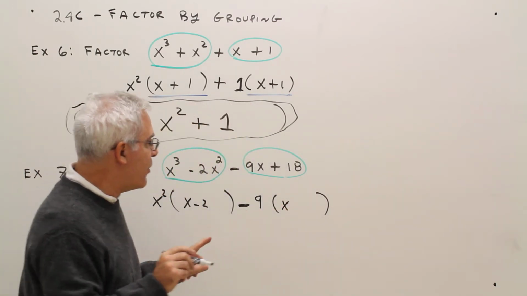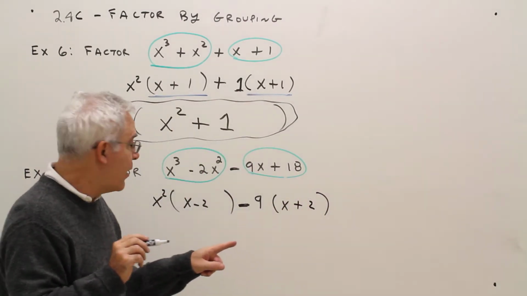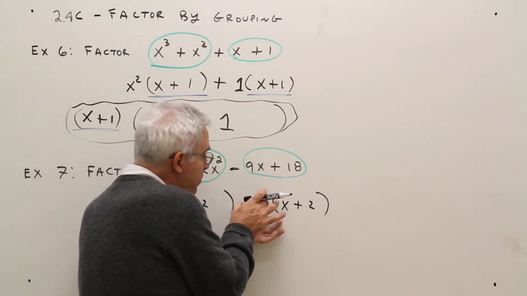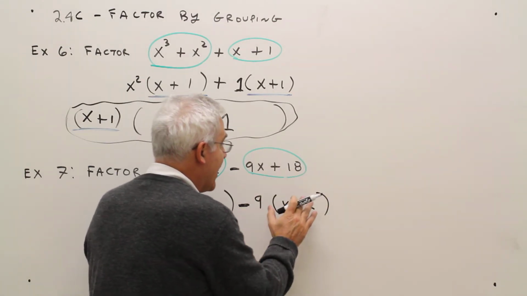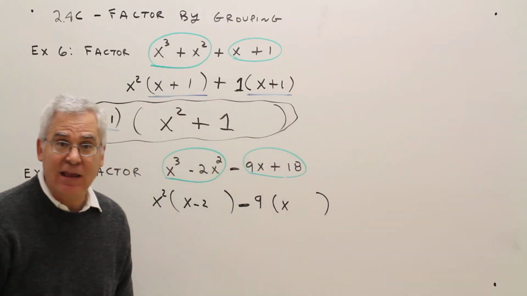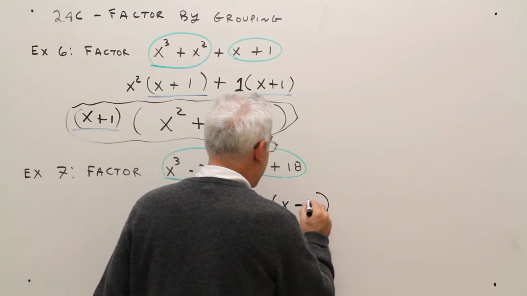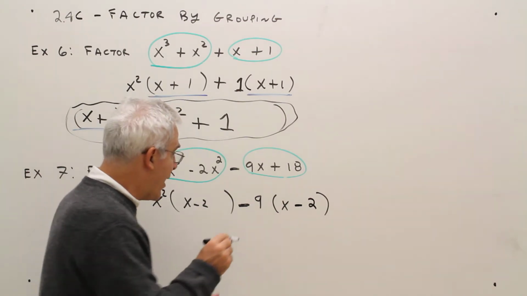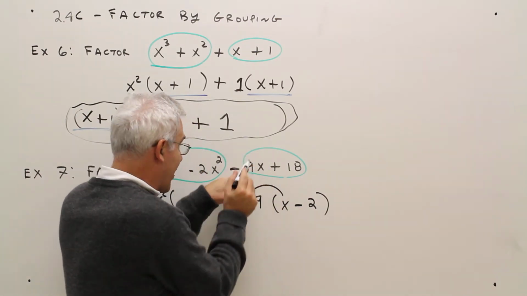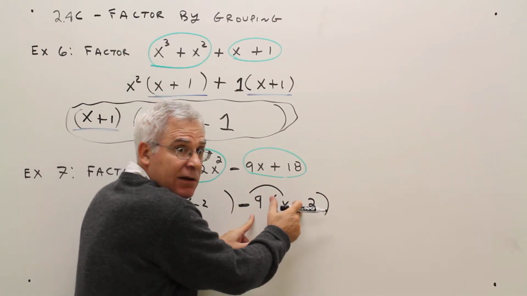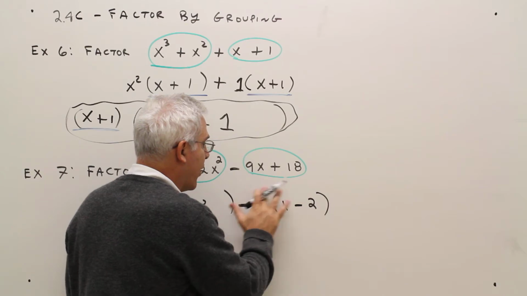Do not do this. That would be wrong. Because if you distribute, what's minus 9 times plus 2? Minus 18, and I don't have a minus 18. I have a plus 18. So I now have to go minus 2. Let's check my work. What's minus 9 times x? Minus 9x right there. What's minus 9 times minus 2? Plus 18 right there. That works.